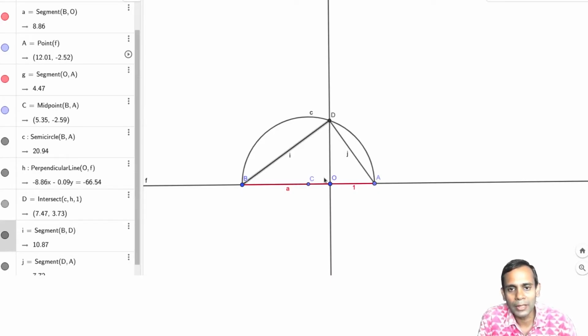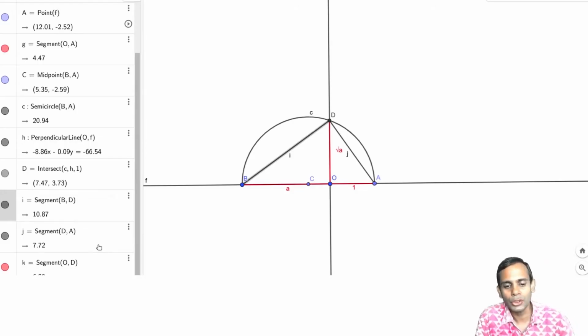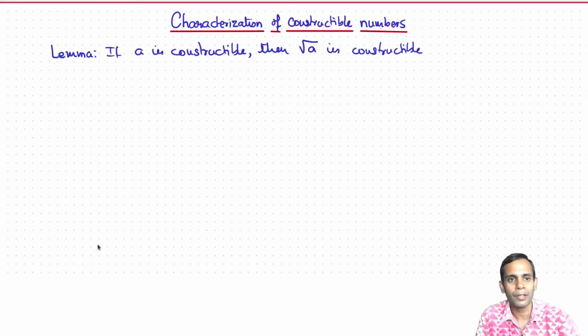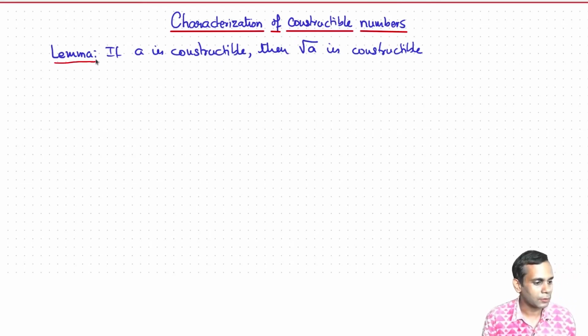Now, since these two triangles are similar, if I take this length OD and divide it by A, that is the same as 1 divided by this length OD. And so this length OD cannot be anything but square root of A. Okay, so having constructed A, we can also construct square root of A, as this construction shows. So that's the proof of this lemma, and let's move on.